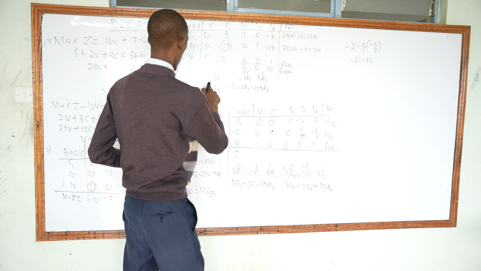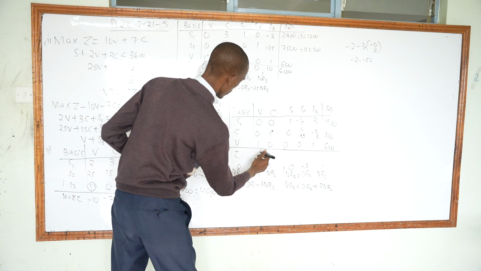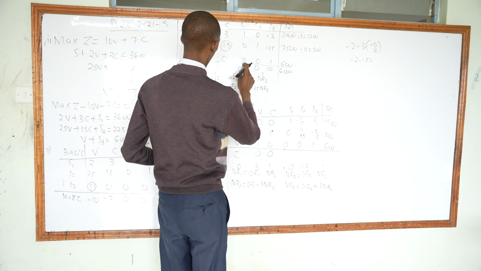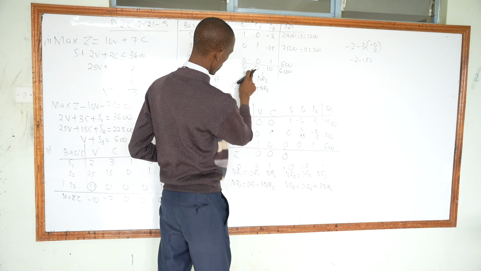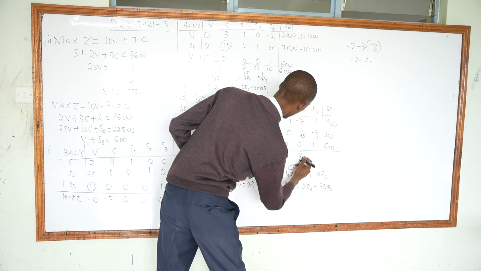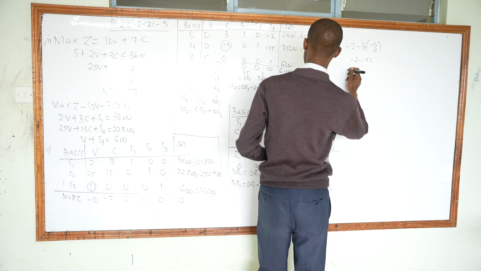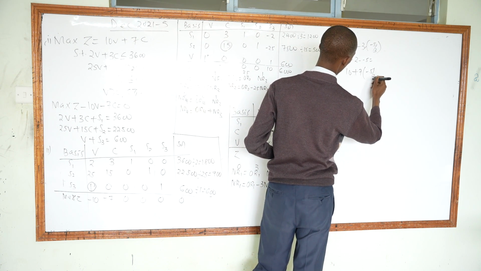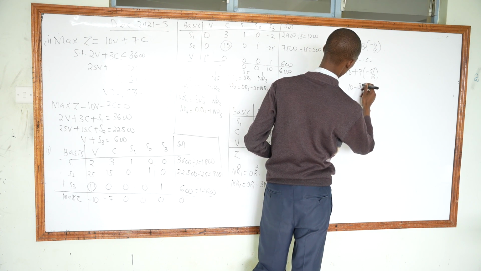So 0 plus 7 in bracket, this is already 0, so it will remain 0. Negative 7 plus 7 in bracket 1 is 0. This one will remain 0. 0 plus 7 in bracket is 7 over 15. Then 10 plus 7 in bracket negative 5 over 3, so this is 10 minus 35 over 3.